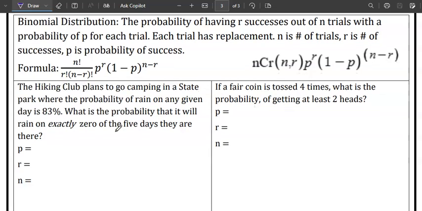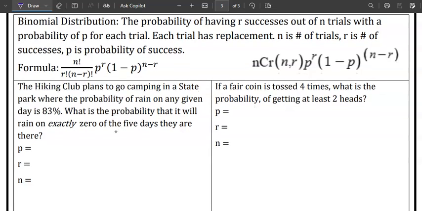Binomial distribution. The probability of having R successes out of n trials with the probability of P for each trial. Each trial has replacement. N is the number of trials, R is the number of successes, and P is the probability of success. The formula is n factorial over R factorial times n minus R factorial, times P to the R power times 1 minus P to the n minus R power.